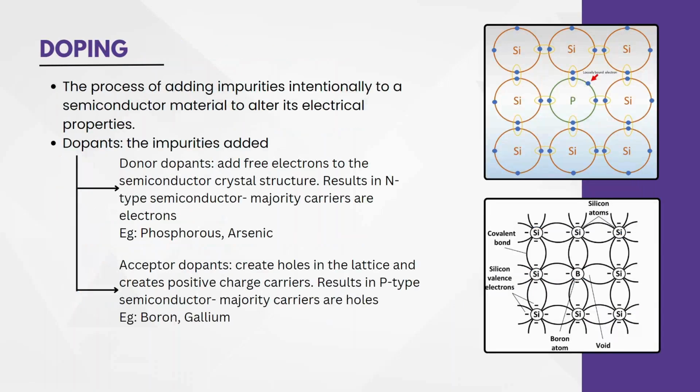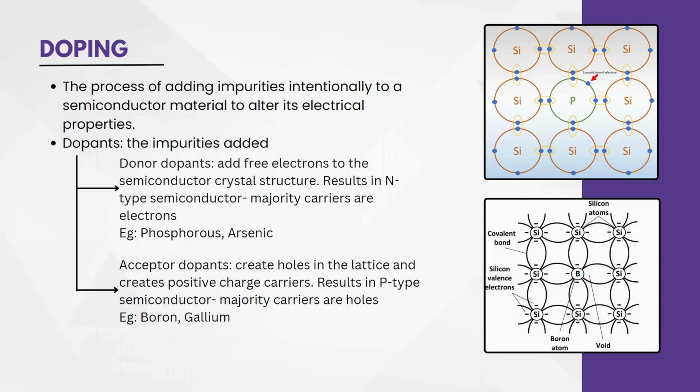Again, extrinsic semiconductors are further divided into N-type and P-type. Before that, let us understand what doping is. The process of adding impurities intentionally in a semiconductor material is known as doping. If you can see in this first image, we have added phosphorus, and in another image, we have added boron. So these are extrinsic semiconductors, and the impurity that we add is called a dopant. In this case, phosphorus is a dopant and boron is also a dopant.